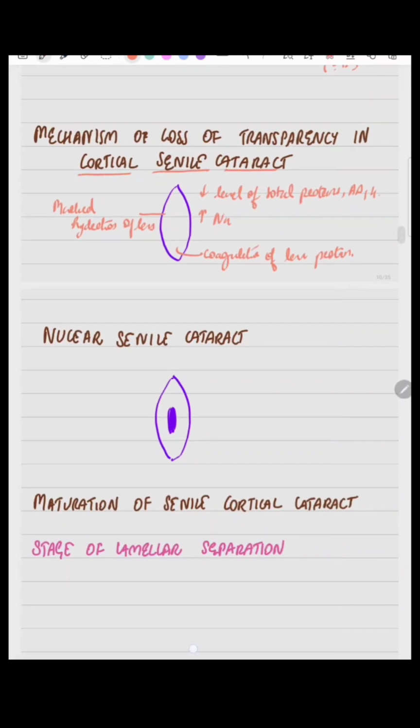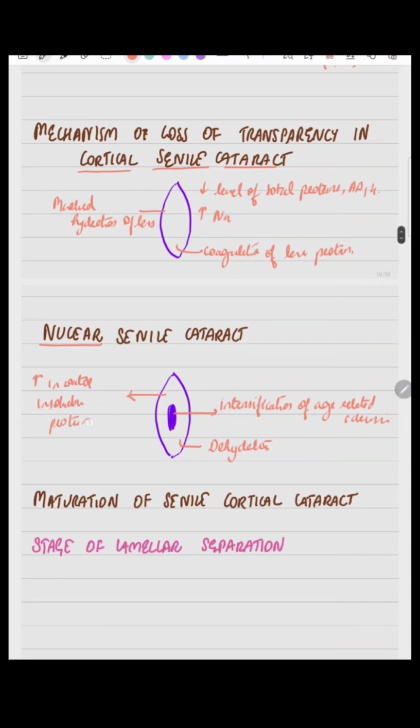Now coming to the mechanism of loss of transparency in nuclear senile cataract, it is due to intensification of age related sclerosis, dehydration and compaction of the nucleus, and an increase in water insoluble proteins.